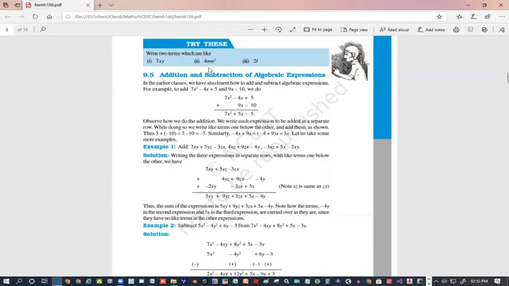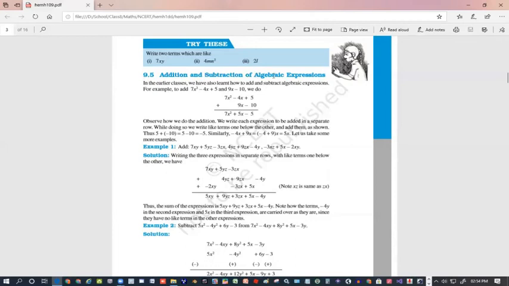If it is 4m square n, then these are unlike terms. So always 5m n square can make a like term. And 2l, 3l, 4l, minus l. So these are like terms.